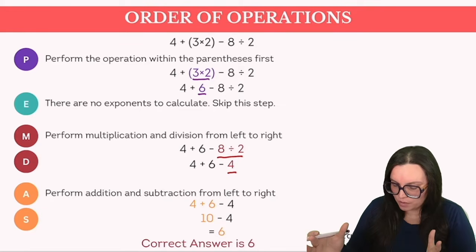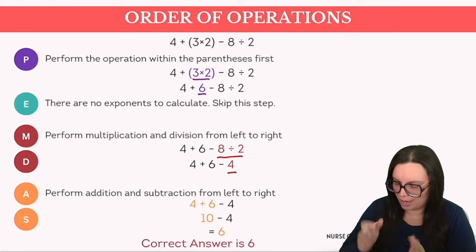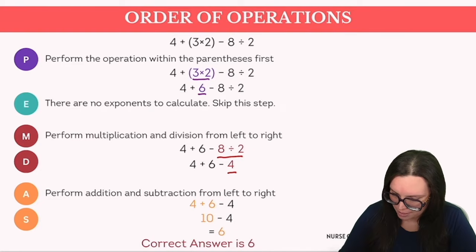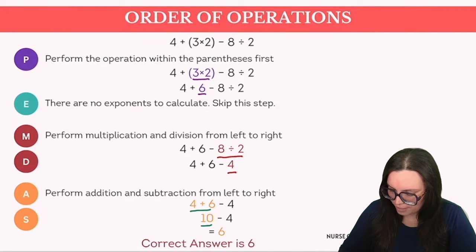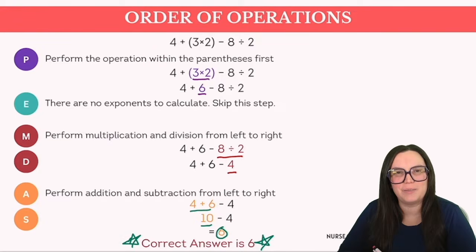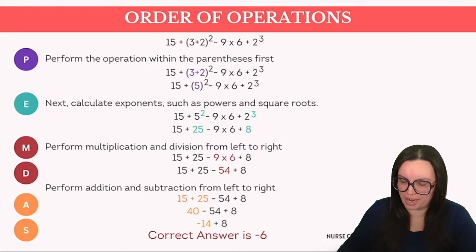And then lastly, we're going to finish up with our addition and subtraction. Again, moving left to right. Nothing takes precedence over anything else. So in this particular case, we have 4 plus 6. That's going to give us 10. We're going to drop down our minus 4. And that is going to give us 10 minus 4 is equal to 6. So the correct answer for this equation is going to be 6. Let's take a look at another example before we move on to our practice questions.